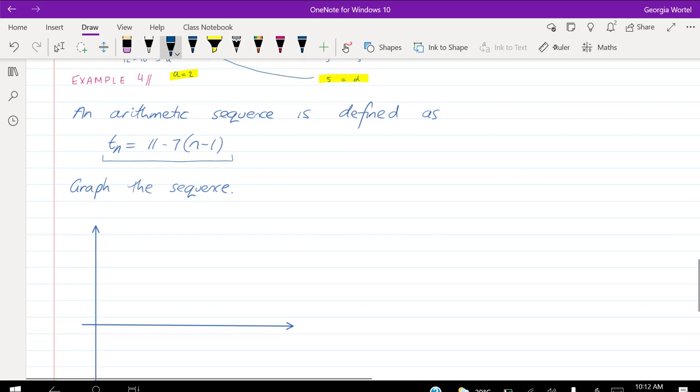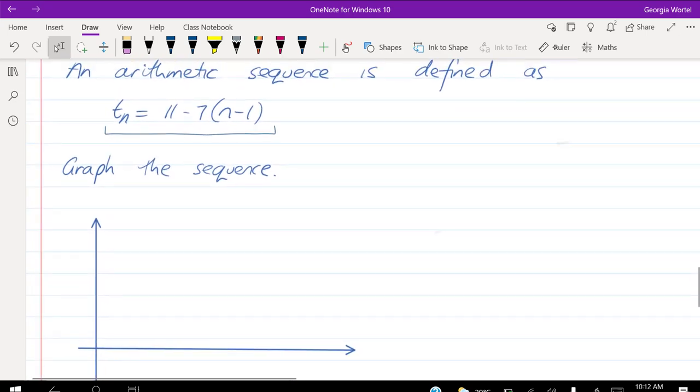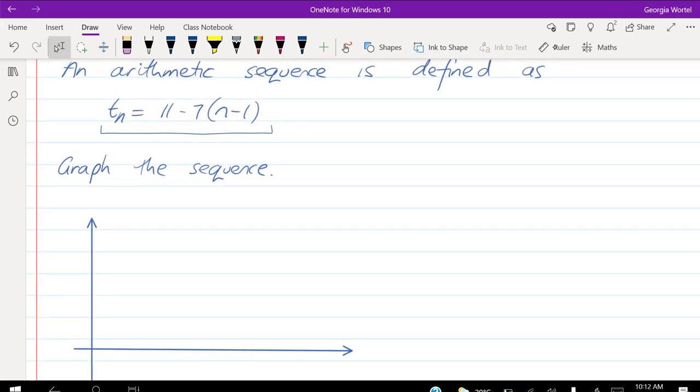Easiest way to do this is probably just to make up a little table of values. So sub in for your first term, your second term, your third term, your fourth term. It doesn't really matter. It's just linear. You just need a couple of points. Join your dots. We're going to do 5 today. You don't need that many, but just to make it really clear what we're doing, we're going to plot those points on our graph, and that's it. So let's go. We want to find T1, T2, a third term T3, fourth and fifth.